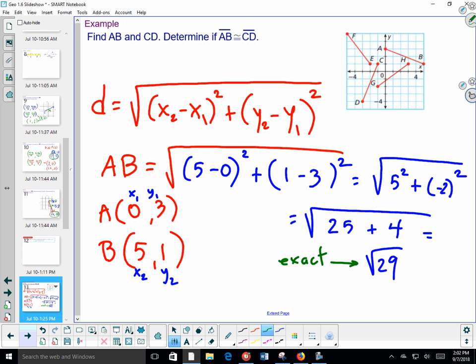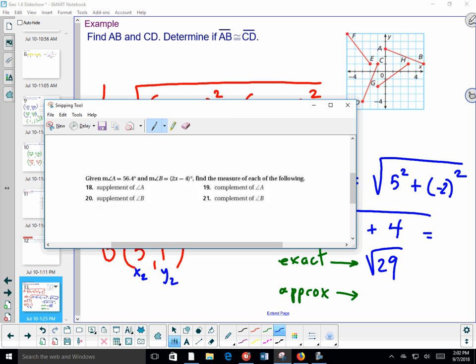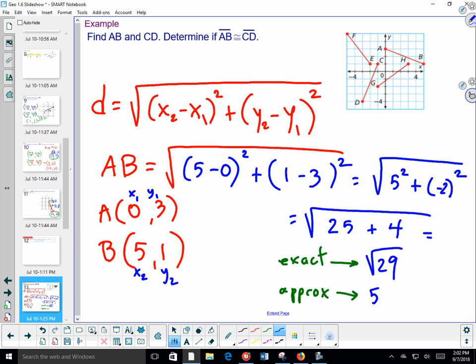Hold up, that's your exact answer, and you could be done if we want the exact answer. But if you want a decimal approximation, that would be what? 5.39. Rounded to 2 decimal places? Do people agree, if you round to 2 decimal places? That's what I'm asking.